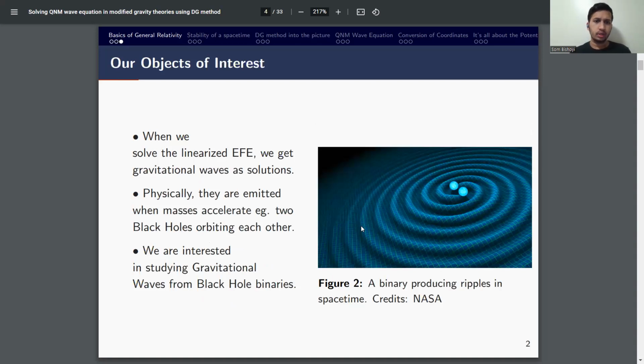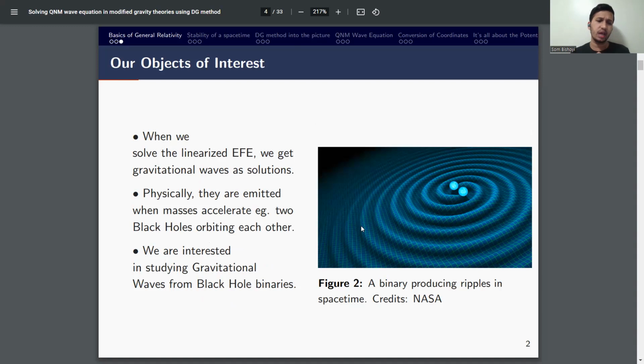And so in our work, the objects that we're interested in are actually black holes and gravitational waves. So the Einstein field equation that we saw in the previous slide happens to be quadratic in g mu nu, the metric. So once we try to linearize the Einstein field equations, we get gravitational waves as the solutions of those Einstein field equations.